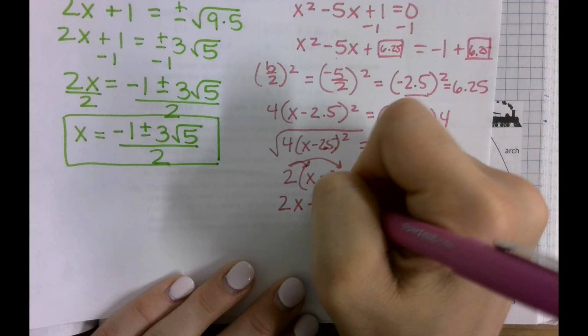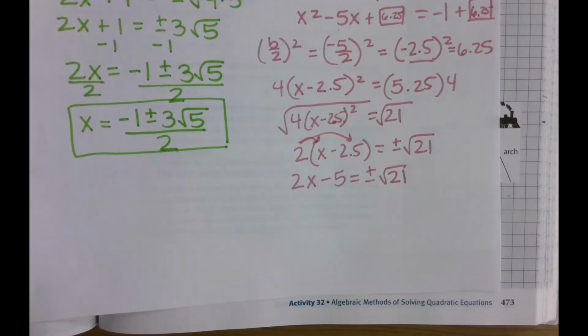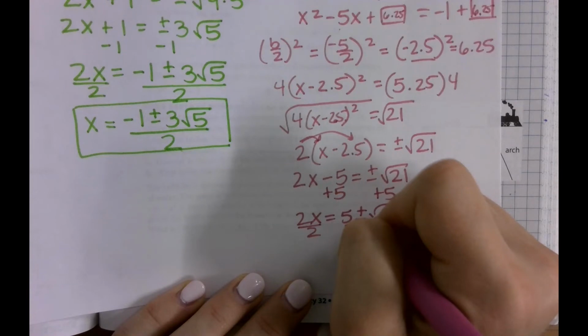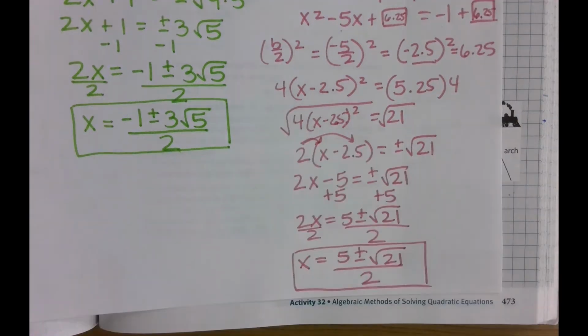The square root of 21 doesn't have any perfect square factors, 7 and 3. Now I need to isolate x. First I'm going to add 5 to both sides. 2x equals 5 plus or minus the square root of 21. x equals 5 plus or minus the square root of 21, divided by 2. So this. All right.